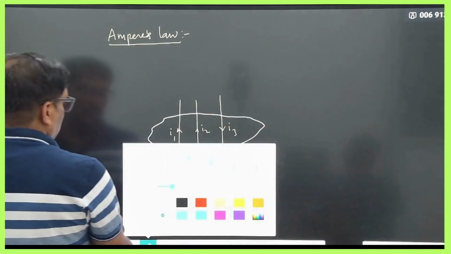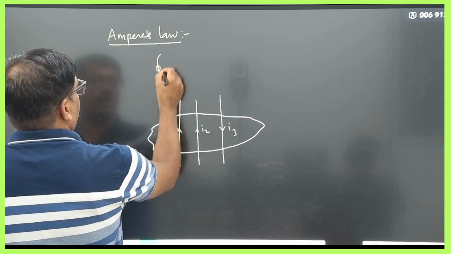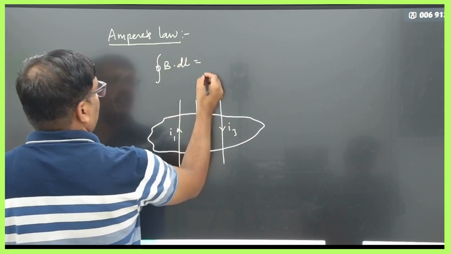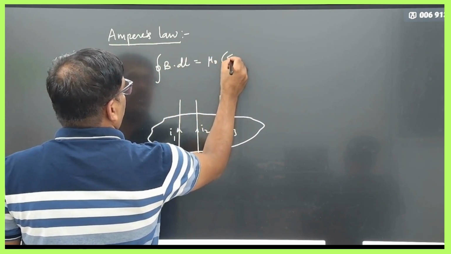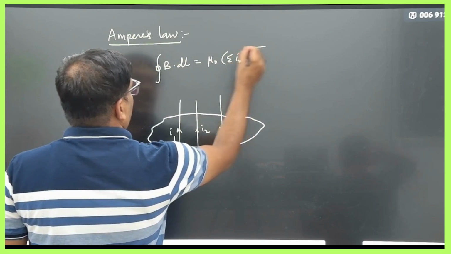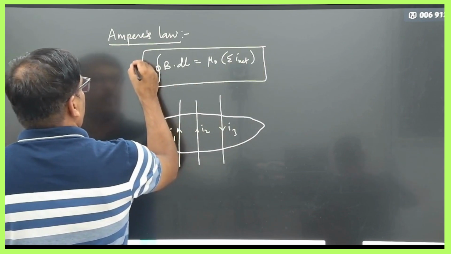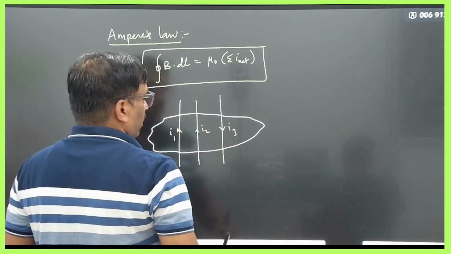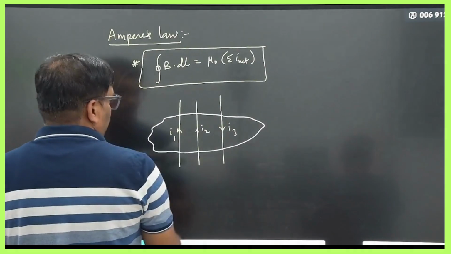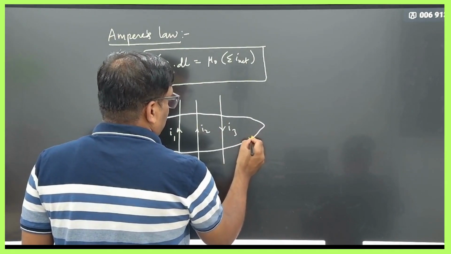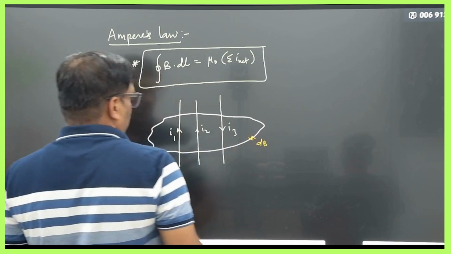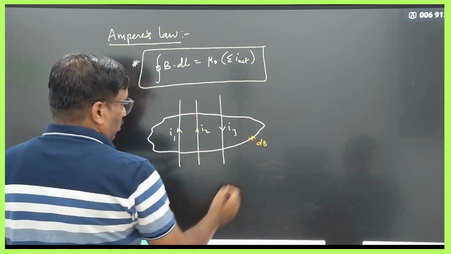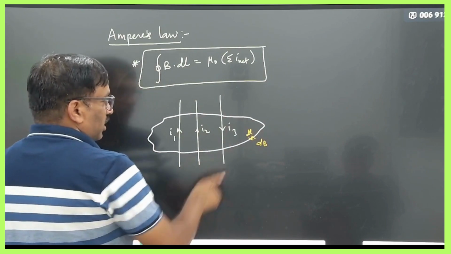So Ampere's law tells that the line integral of B dot dl, the magnetic field dotted with dl, is equal to mu naught times the sum of the total net current enclosed by this Ampere loop. How do we apply this? You have to consider one loop. Suppose I take this point, where the magnetic field is dB, and we also take a small length dl.